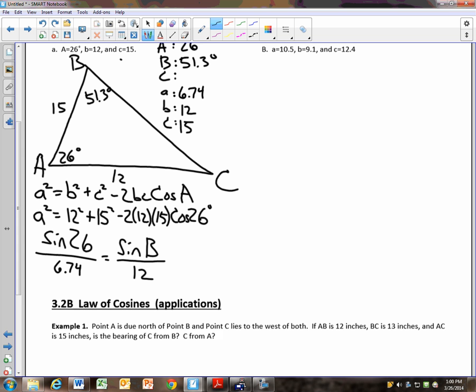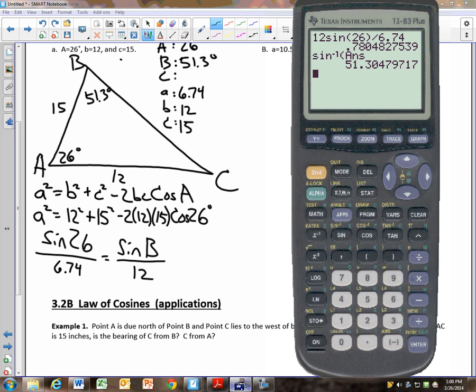How do you find angle C? Just subtract the two from 180. So 180 minus 51.3 minus 26. 102.7.